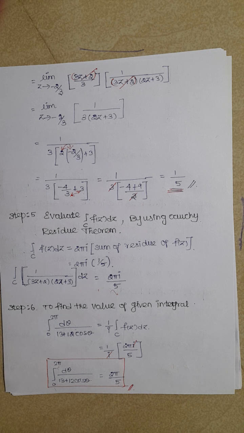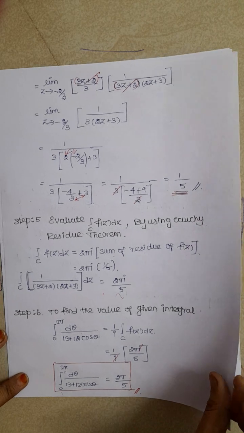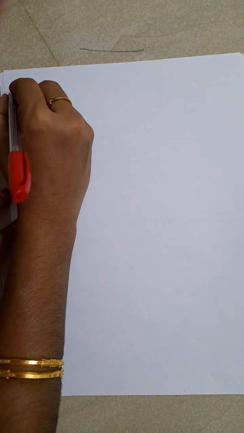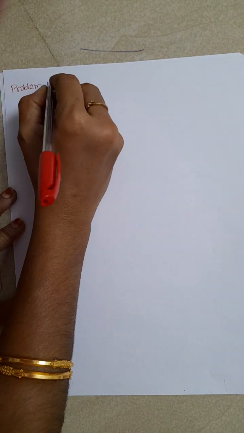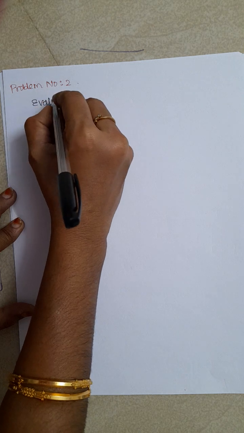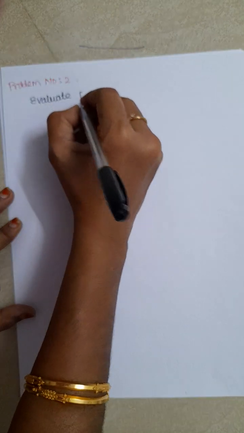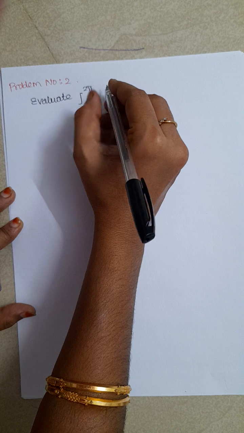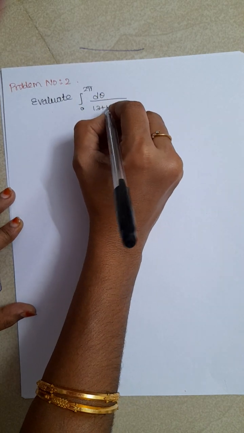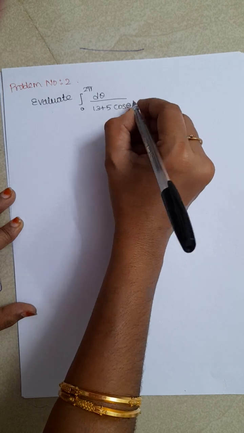Are you clear? The same procedure is applicable to problem number 2. So shall we move to problem number 2? Problem number 2. Evaluate the integral from 0 to 2 pi of d theta divided by 13 plus 5 cos theta.